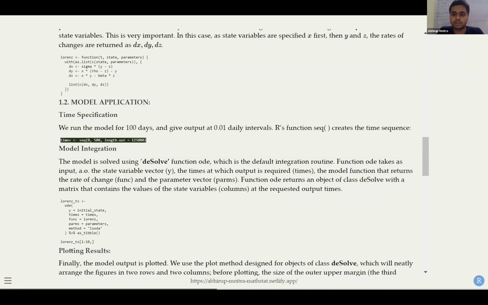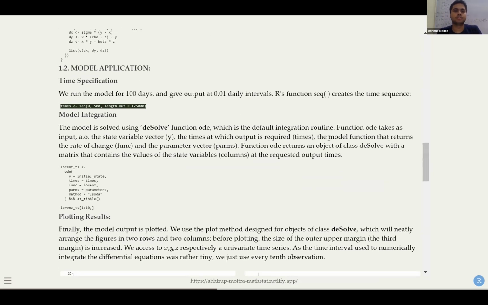The function ode takes as input the state variable vector y, the times at which the output is required, the model function that returns the rate of change, and the parameter vector, that is params. The function ode returns an object of class deSolve with a matrix that contains the values of the state variables at the requested output times.